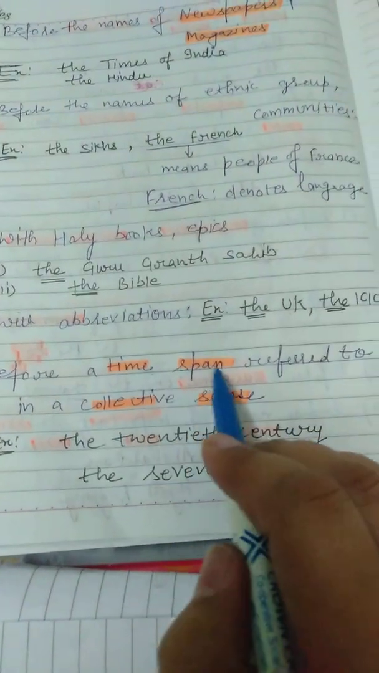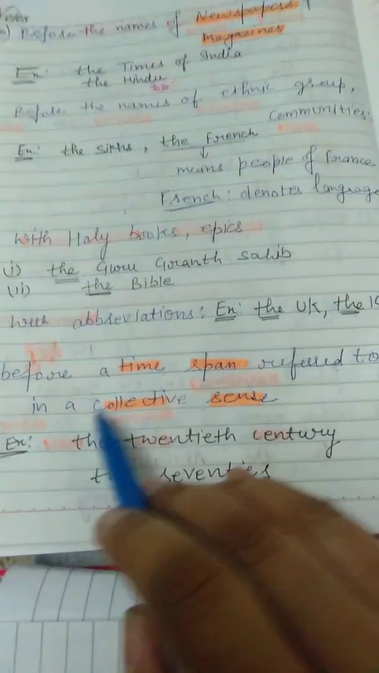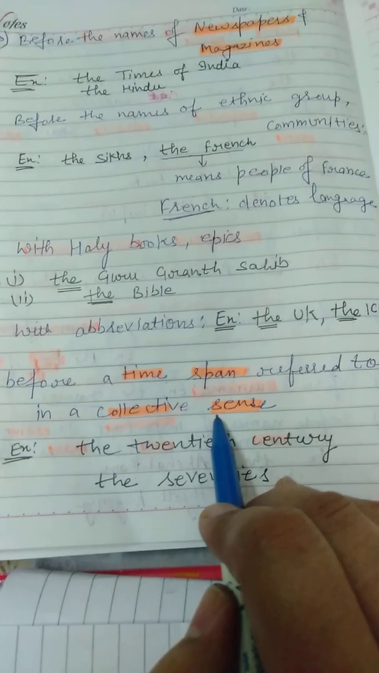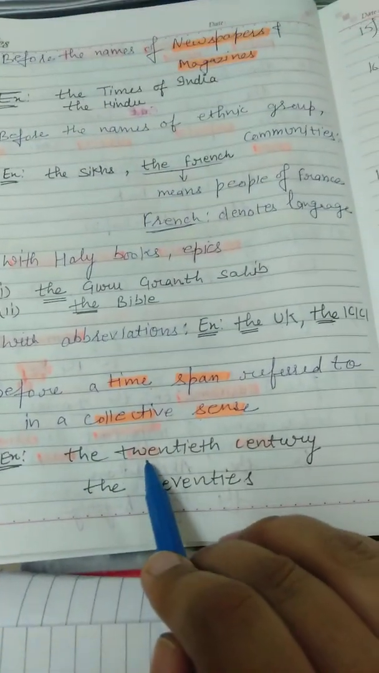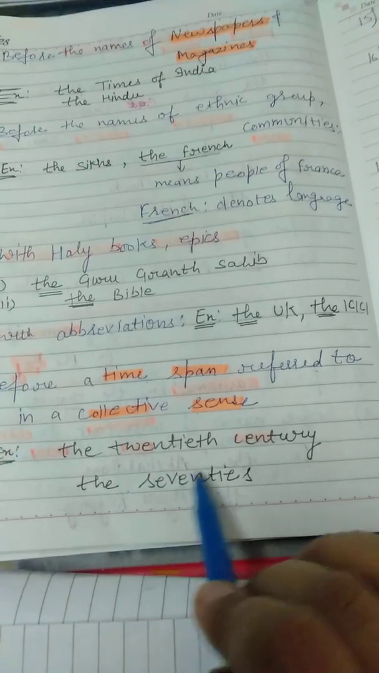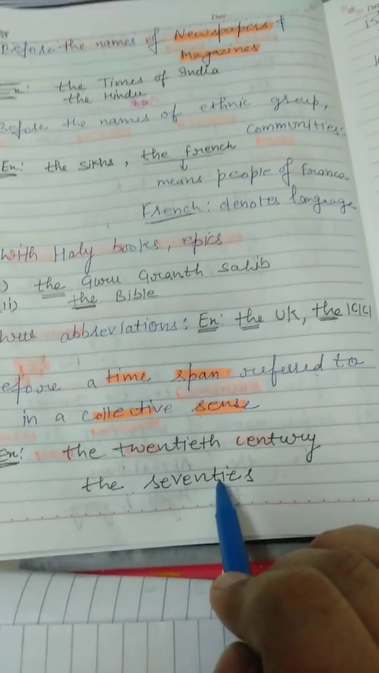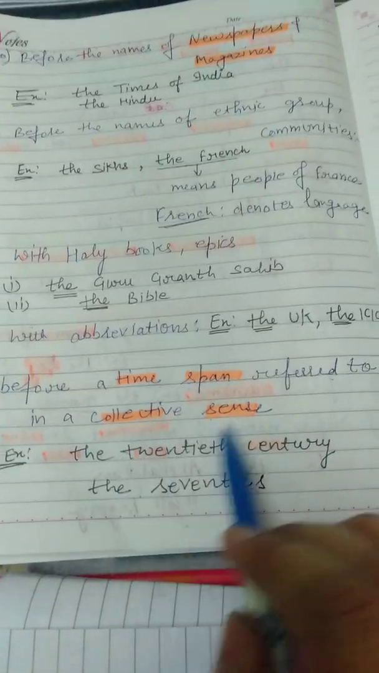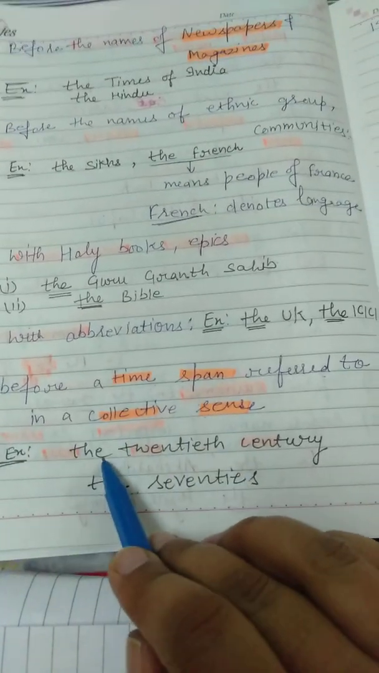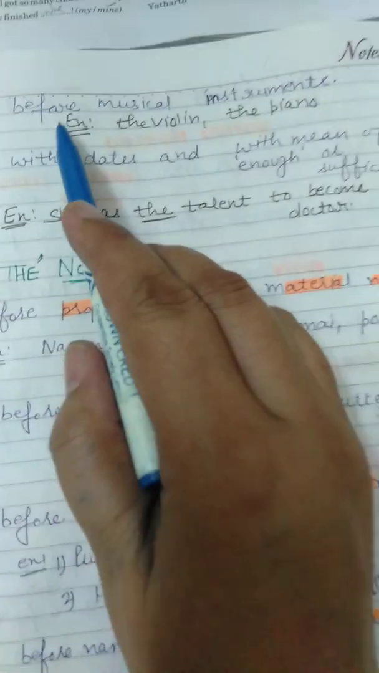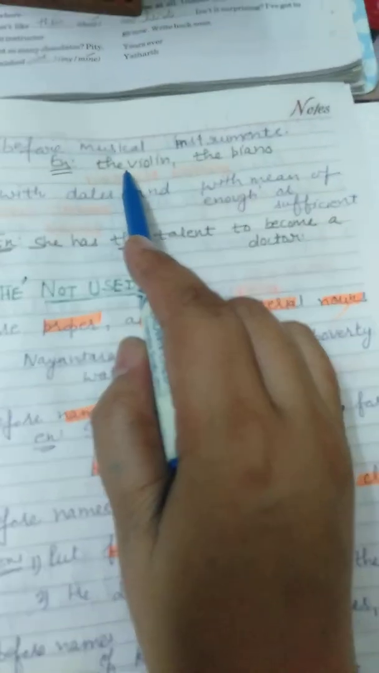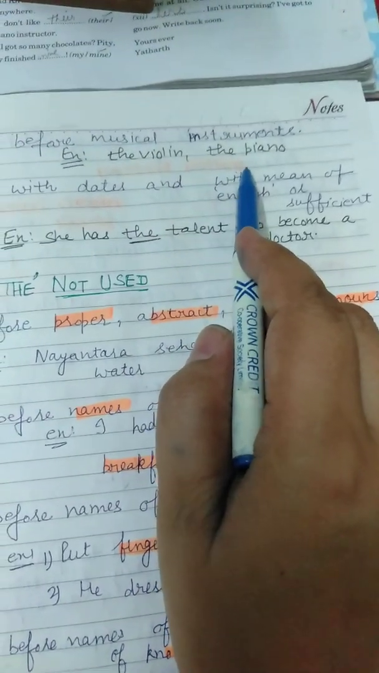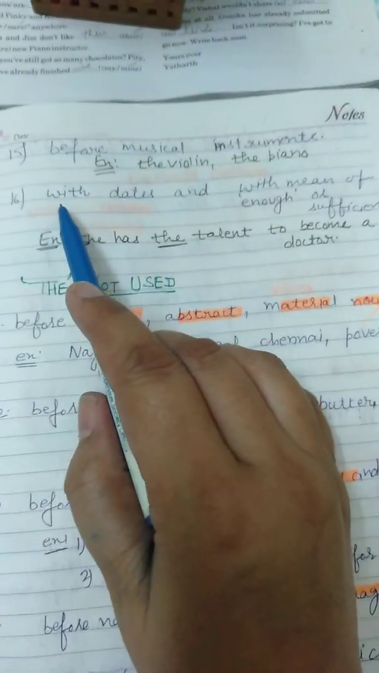Before a time span referred to in a collective sense, means collectively we are talking about the time. Example, the 20th century, the 70s, like these. When we talk in a collective sense, then it takes "the". Okay, next is before musical instruments. The violin, the piano, these also take "the" with them.